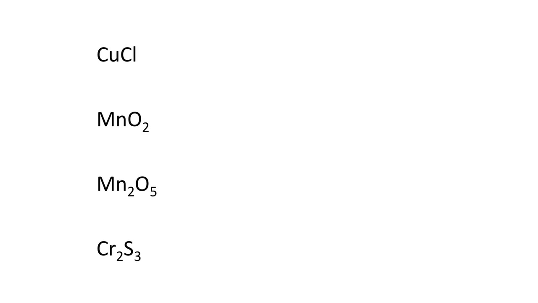Looking at the first one, CuCl. I know that chlorine likes to form ions with a charge of -1. That means in order for this ionic compound to be neutral, the copper ion must have a charge of +1. So the name of this compound would be copper 1 chloride.